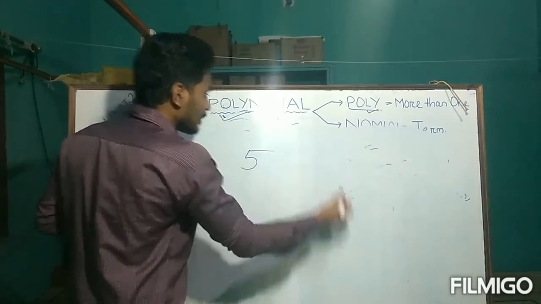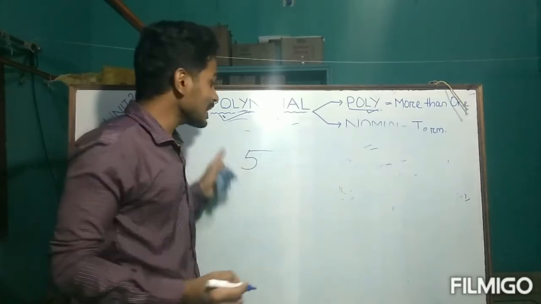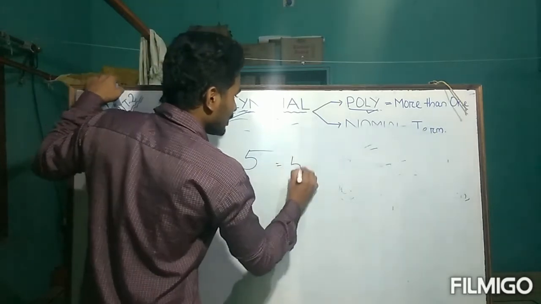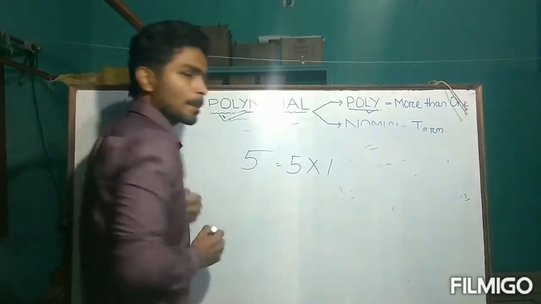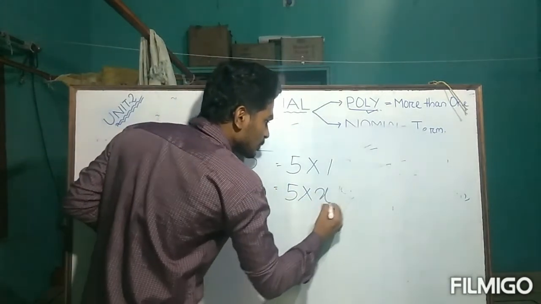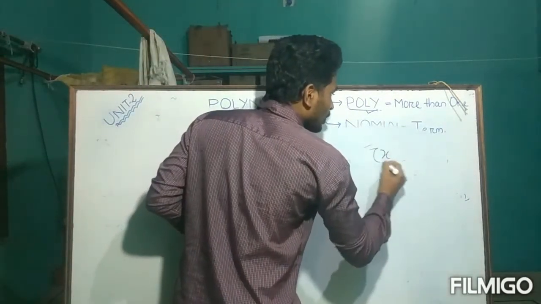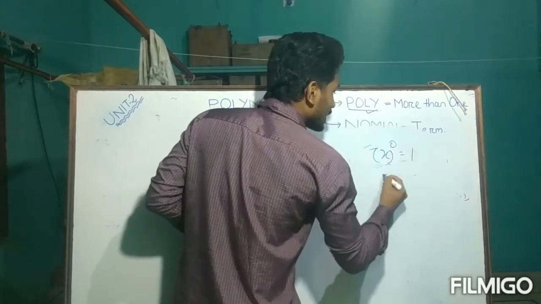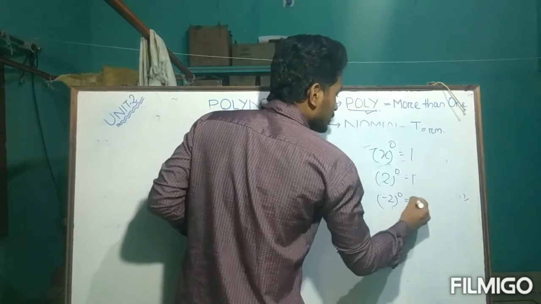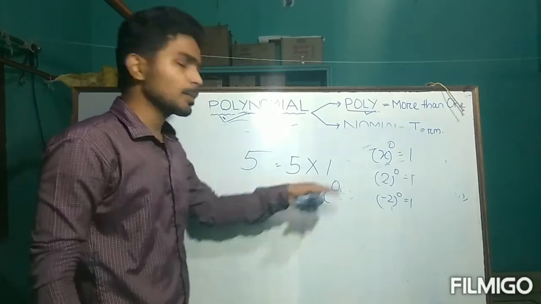Suppose we have 5. Is 5 a term, a polynomial, or an algebraic expression? Yes, why? Because 5 can be written as 5 into 1. Then in place of 1 we can write x to the power 0. Why? Because anything to the power 0 is equal to 1. 2 to the power 0 is equal to 1. Minus 2 to the power 0 is equal to 1. So anything to the power 0 is equal to 1, and in place of 1 we can write x to the power 0.